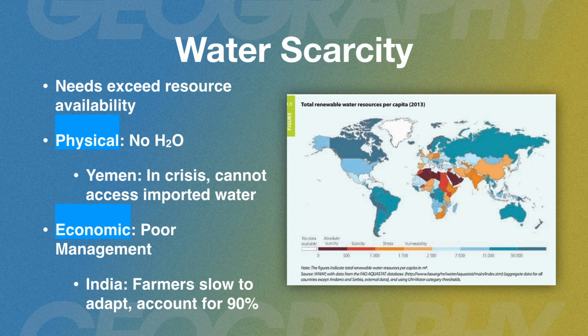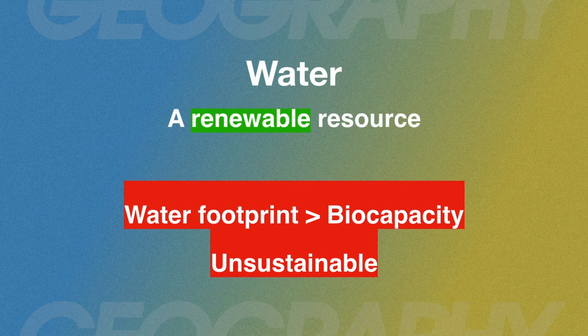Then there's economic water scarcity, where it's being poorly managed. In India, farmers are quite slow to adapt. They're still growing crops that require a lot of water in arid regions, and 90% of their water consumption is accounted for by farming. Now, water is a renewable resource, but unfortunately, our water footprint is a lot greater than the biocapacity available, and that makes our consumption unsustainable.